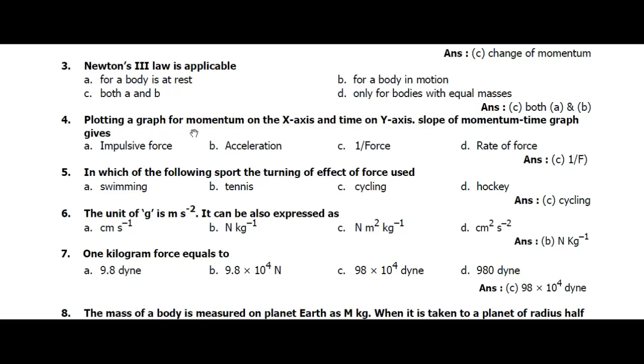Next, plotting a graph with momentum on the x-axis and time on the y-axis, the slope of the momentum-time graph gives the answer: 1 by f. Fifth one, in which of the following sports is the turning effect of force used? Answer is cycling. Next, the unit of g is meter per second square. It can also be expressed as, answer is option B, Newton per kilogram. Seventh one, 1 kilogram force is equal to 9.8 into 10 power 4 dyne.